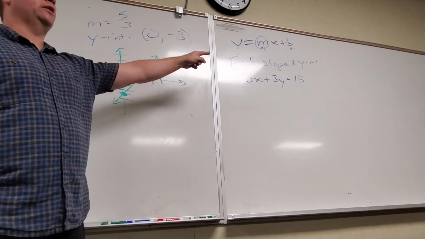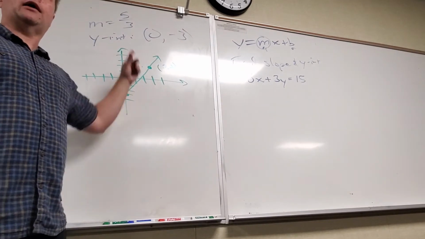So find the slope and the y-intercept first, and then try to graph it like we did this.